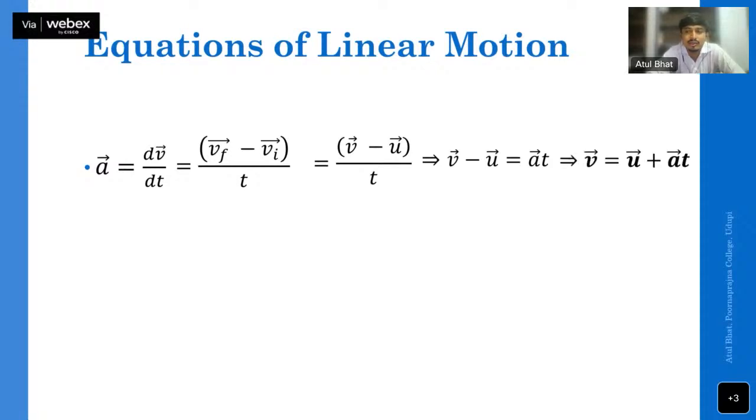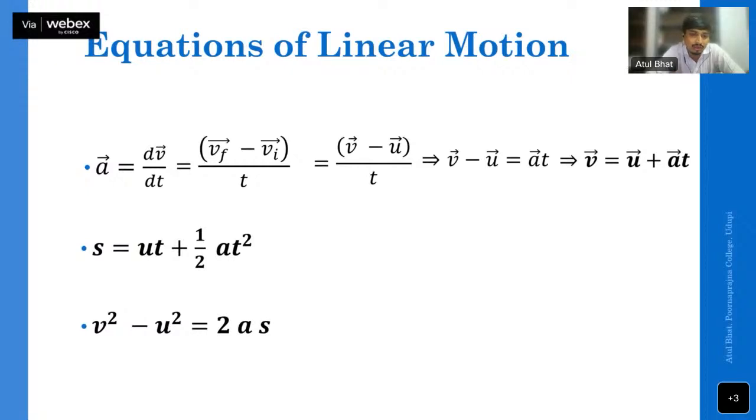This is the first equation of motion, or we can write it as v is equal to u plus at. All of you are familiar with this equation. Similarly, displacement can be calculated if you know the acceleration and velocity using this equation: s is equal to ut plus half at square. And we have the third equation, v square minus u square is equal to 2as, which is also an equation of motion. So depending upon what you know and what you want to find out, you can use any of the three equations to find out the velocity or acceleration or displacement or the time taken to reach certain displacement.